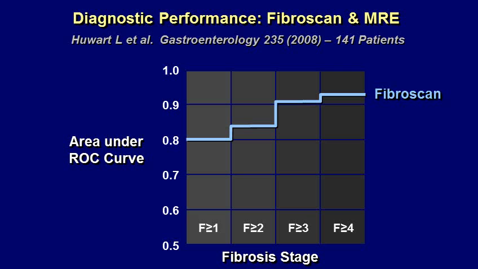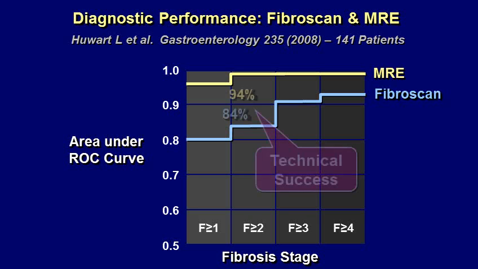As you would expect, the diagnostic performance is highest with the most severe disease. And here is the performance that they found with magnetic resonance elastography, much higher diagnostic performance. And in addition, they also noted that the rate of technical failure was lower with magnetic resonance elastography, about 6%, versus about 16% with ultrasound-based elastography.